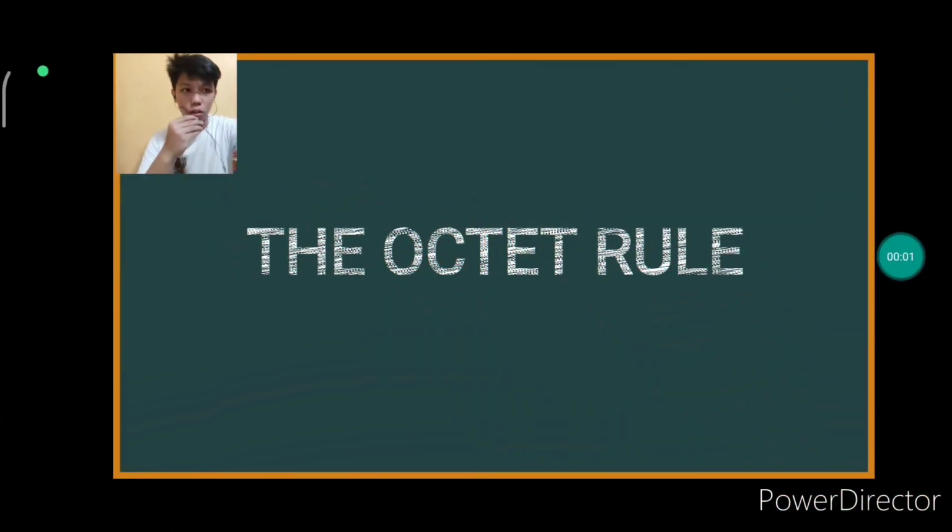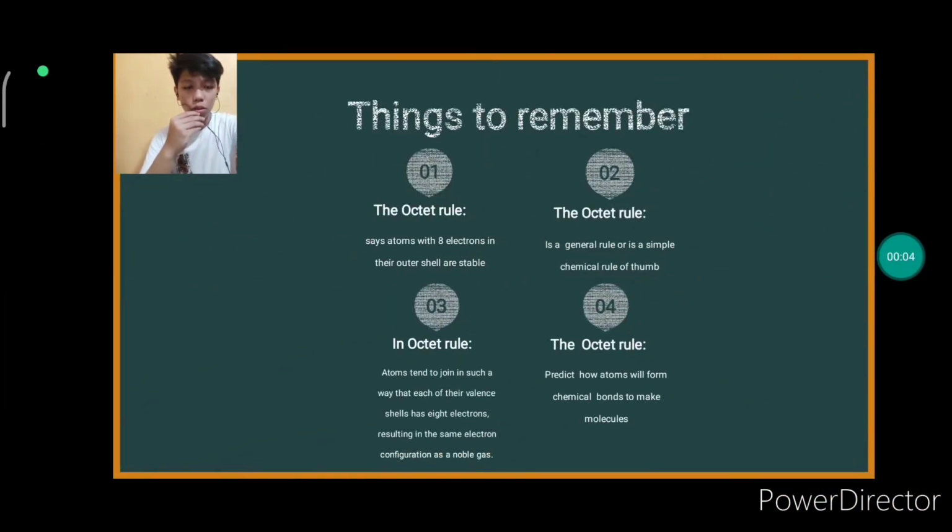The octet rule. Things to remember in the octet rule. The octet rule says atoms with 8 electrons in their outer shell are stable. It is a general rule, a simple chemical rule of thumb. Atoms tend to join in such a way that their valence shells have 8 electrons, resulting in the same electron configuration as a noble gas.